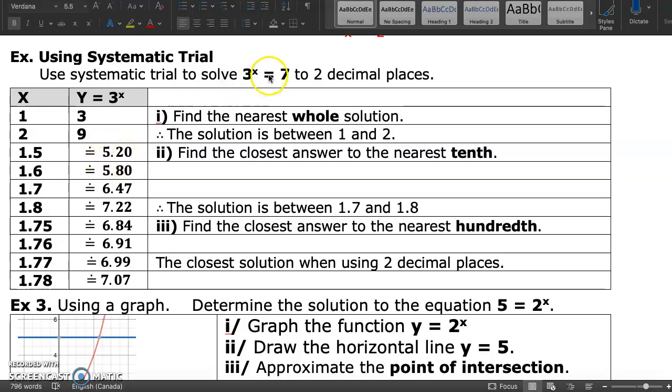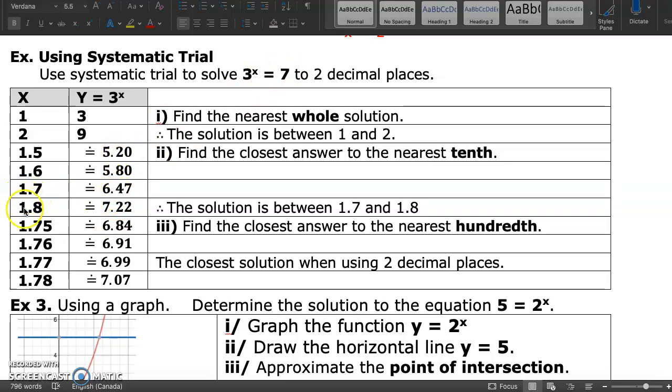5.20 is not that close to 7. It's between 5.20 and 9. So we're going to look for some solution. We know that it has to exist between 1.5 and 2. So what we can do is, because we've taken one decimal place, look at each tenth, meaning one decimal place. So 1.5, 1.6, 1.7, 1.8, until we exceed the value 7 that's desired.